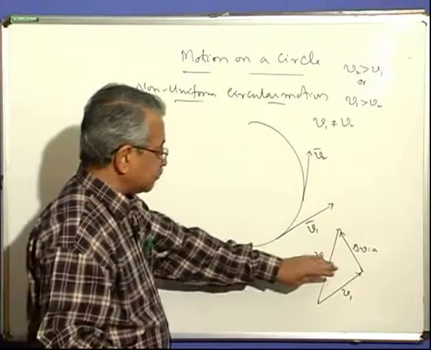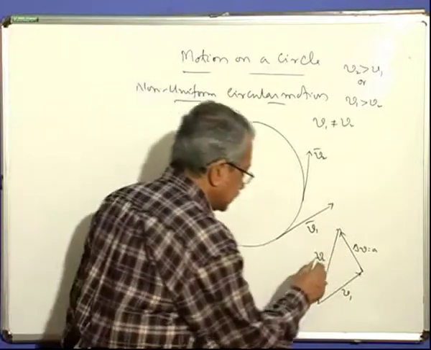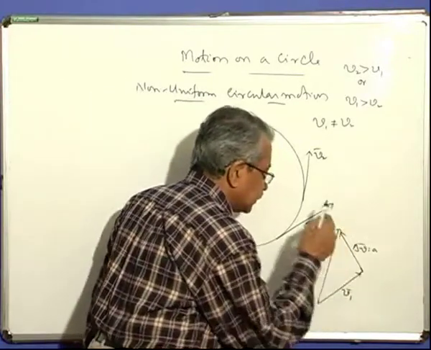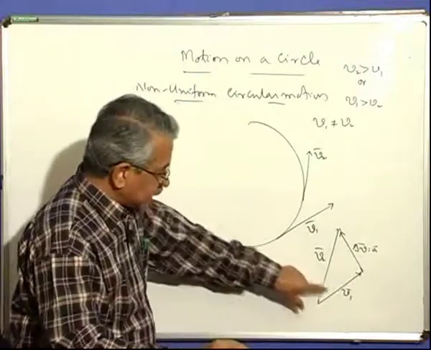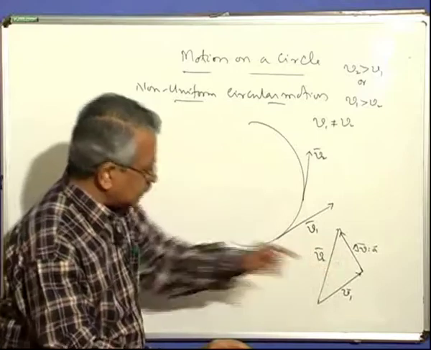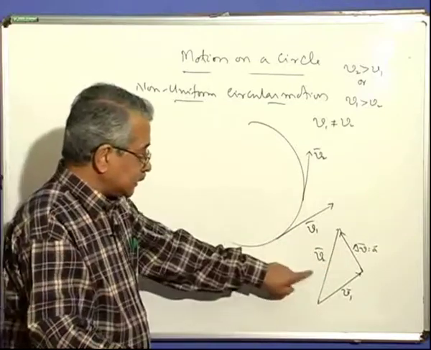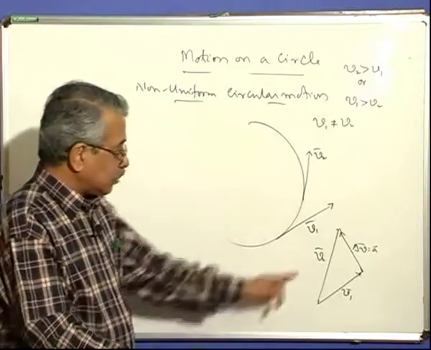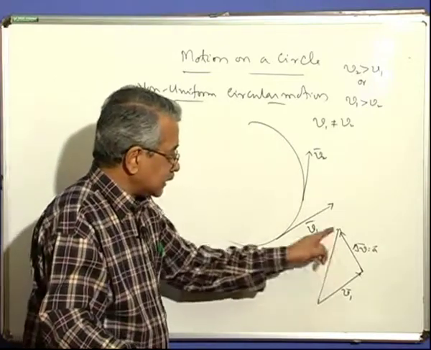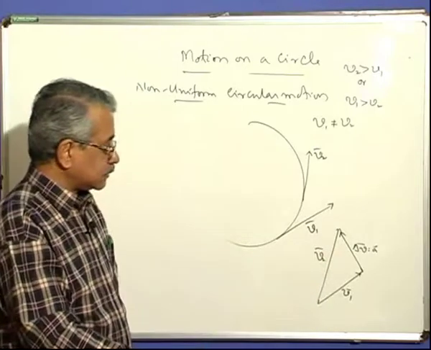I have just put the vector figure here for you to understand. This is v2, this is v1, this is delta v, that is the acceleration direction. So v2 is greater than v1. You can see in the picture the length of the line is more. So in this case, that means the speed is increasing as it is going like that. Then what will be the direction of the acceleration? It is going in that direction.